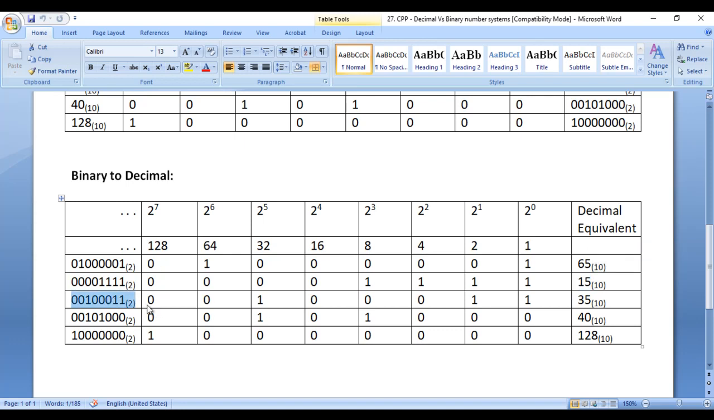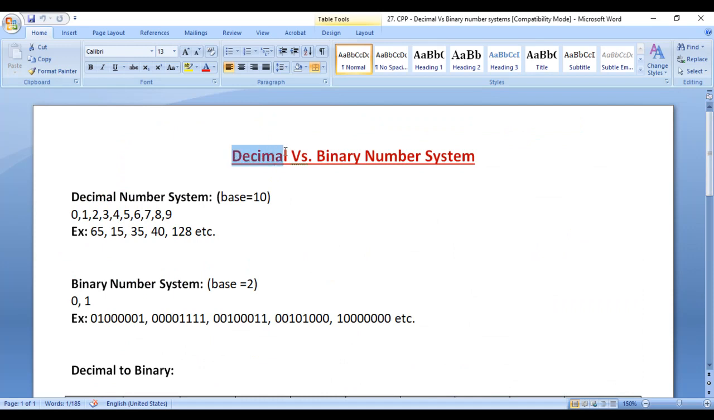Now you can see I have written 0 0, then 1, then 3 zeros, 1 2 3, 3 zeros and then 1 1. Let's find the numbers above 1. Above this one we have 32, above this one we have 2, above this one we have 1. So 32 plus 2 is 34, 34 plus 1 is 35. So 0 0 1 0 0 0 1 1 indicates 35. Like that we convert any binary number to decimal equivalent number guys. I hope you guys have clearly understood how to convert decimal number to binary equivalent number and how to convert binary number to decimal equivalent number guys.